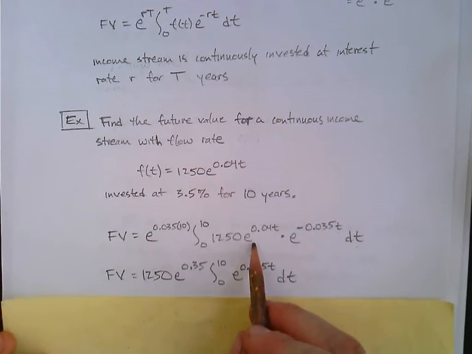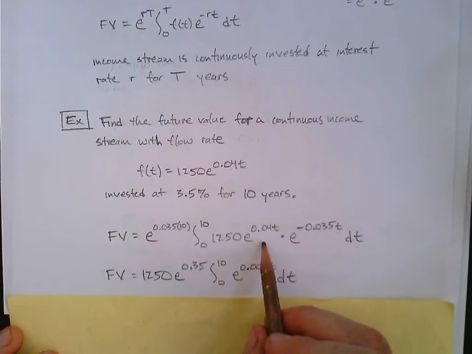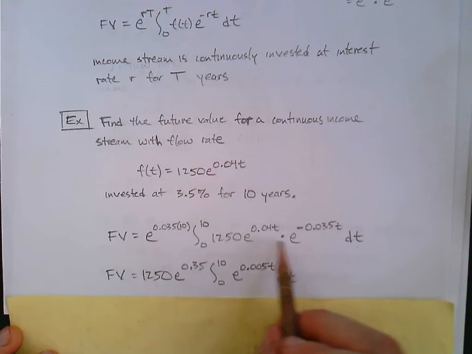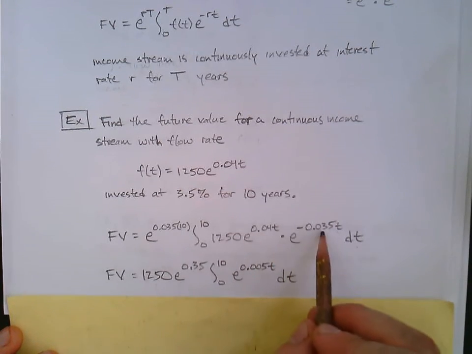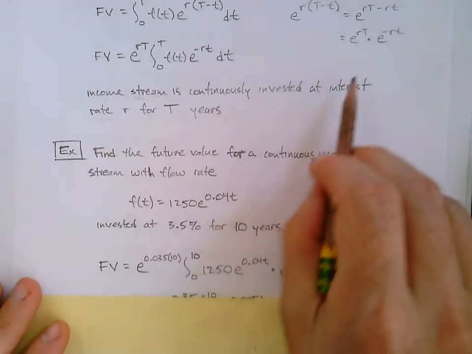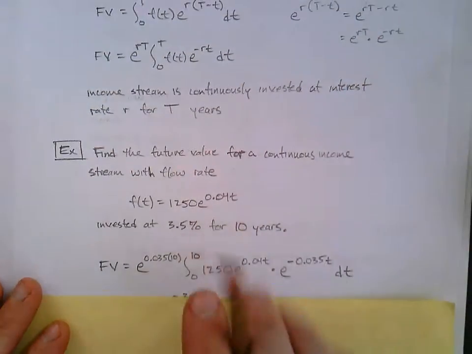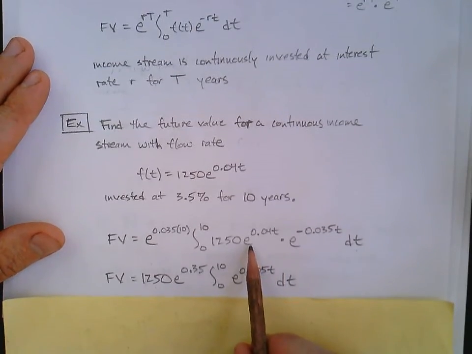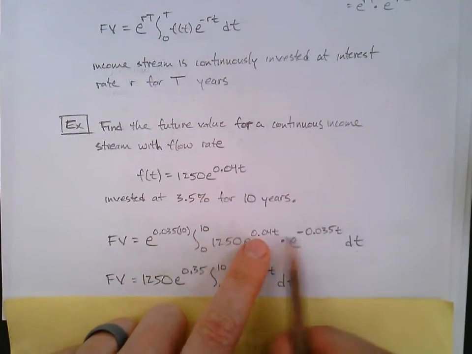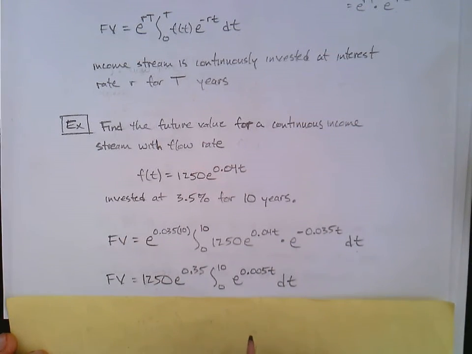Now what happened here? These two e's became one. Okay. When we're multiplying these e's, they have the same base, so we can add the exponents. It's really exactly like what we did here, except here we broke it apart. We're going to do the opposite. We're going to say, hey, I have e to the something and e to the something, so let's combine these and I'll add the exponents together. And it turns out, because that one's negative, 0.04 minus 0.035, we're left with 0.005 t. Okay, dt, of course.